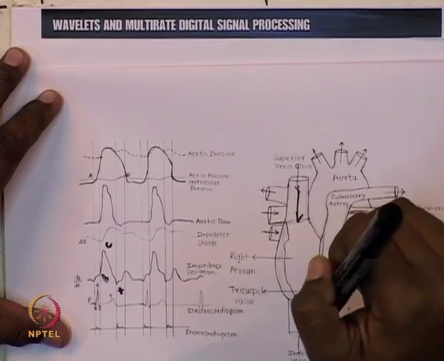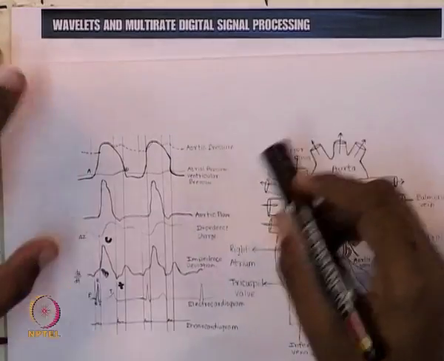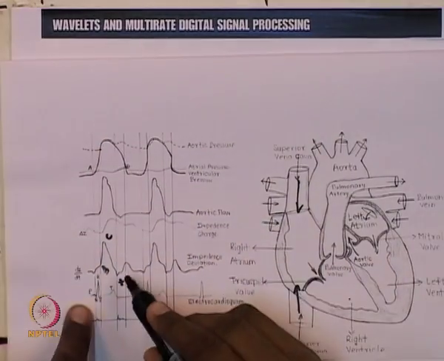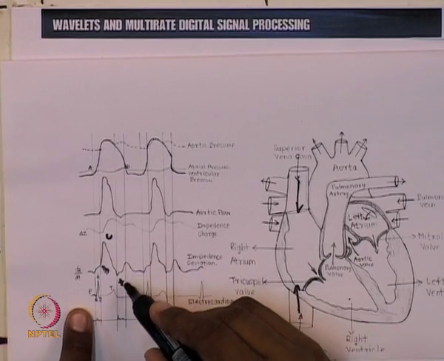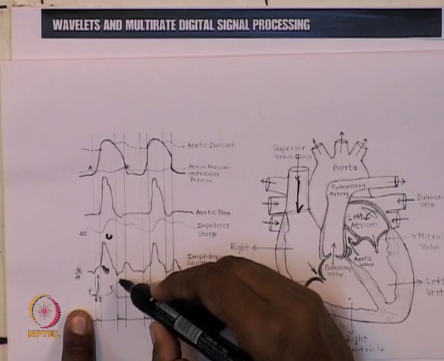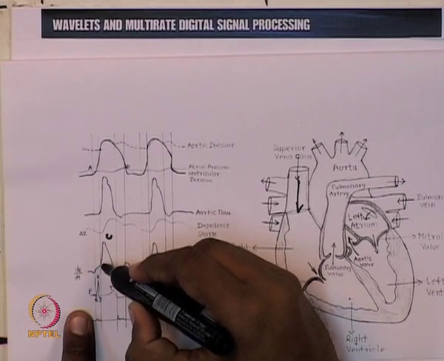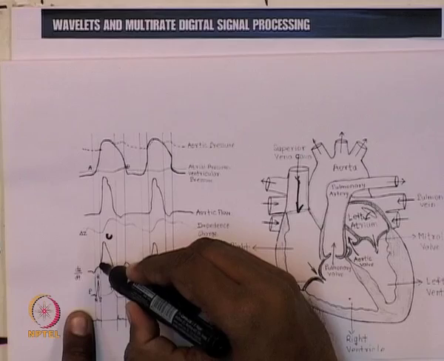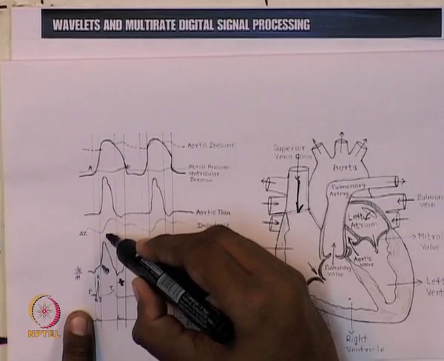And the next parameter is dz by dt max. This is the dz by dt waveform. Dz by dt max is not the difference between the C point and X point, but it is actually the difference between the B point and the C point.